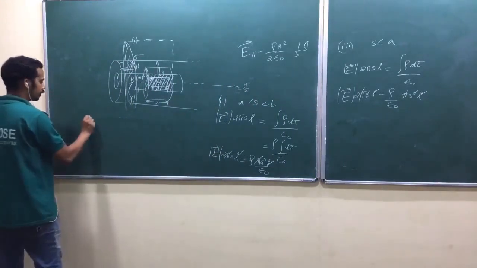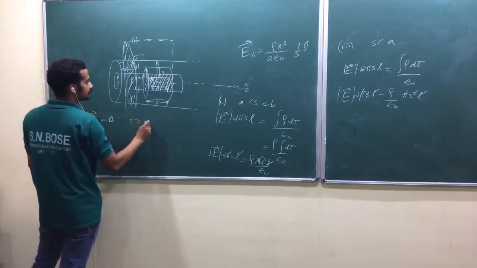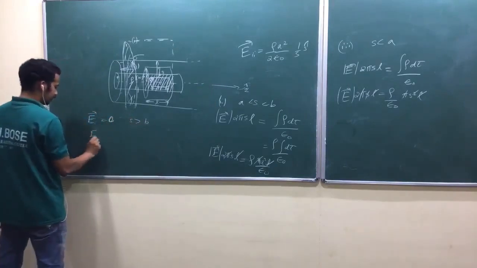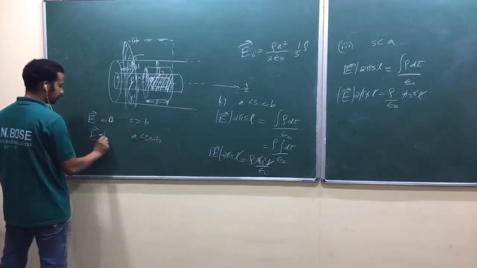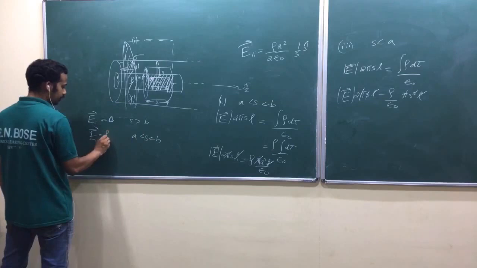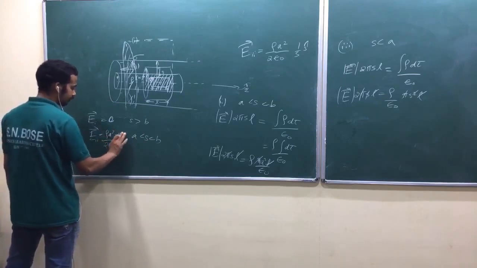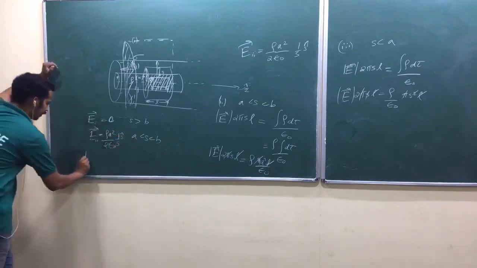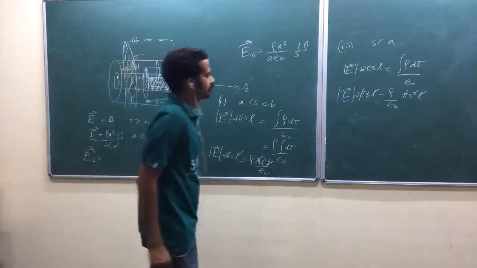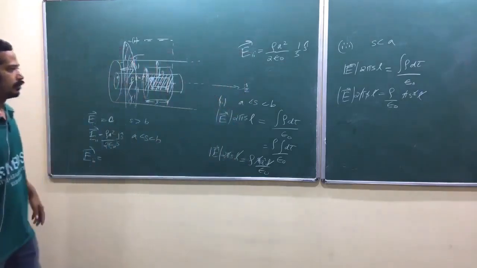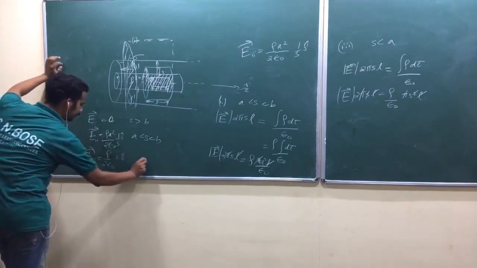So try that one. First region, outside, 0, when S is greater than b. Second region, when S is between a and b, what is this one? Rho a square by 2 epsilon naught, 1 by S, S cap. Electric field in the third region: rho by 2 epsilon naught, S S cap.